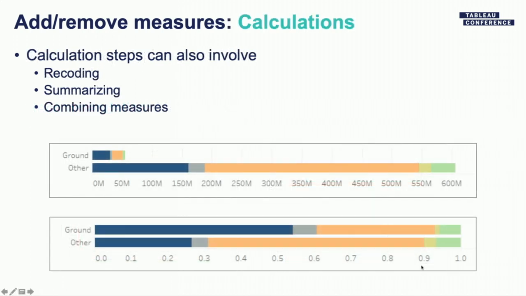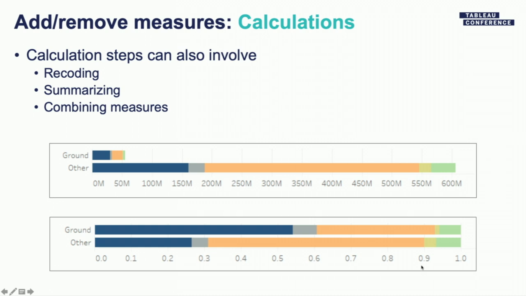The cool part is you can also layer calculations in, essentially replacing the existing measure with a calculation based on top of that measure. And this is very common in data stories for recoding, summarizing, combining measures together. And this particular example was moving from just the raw report counts to the percent of total.